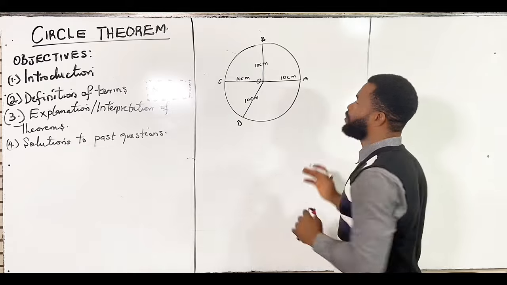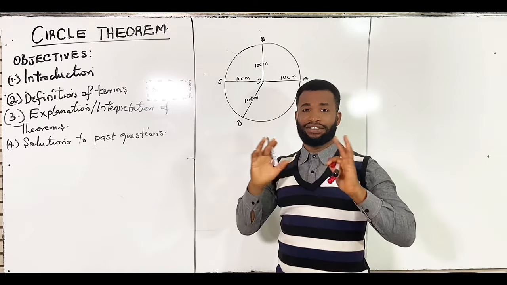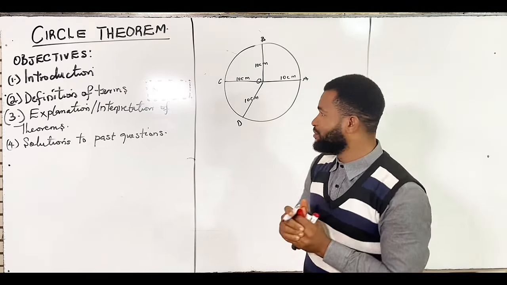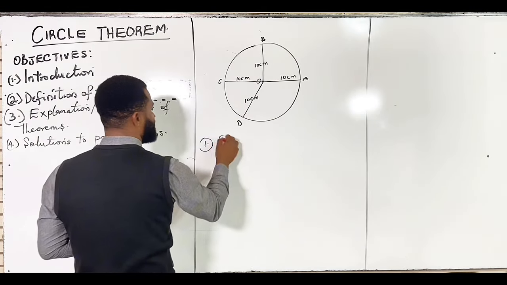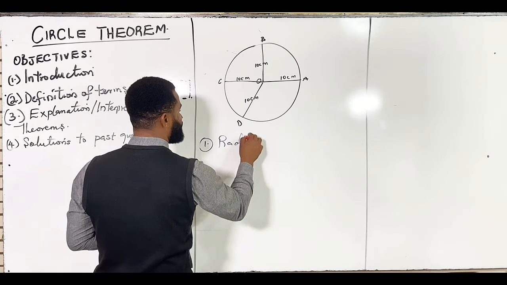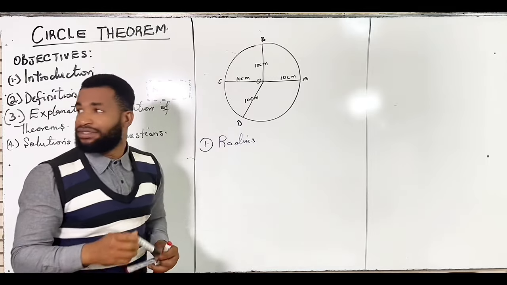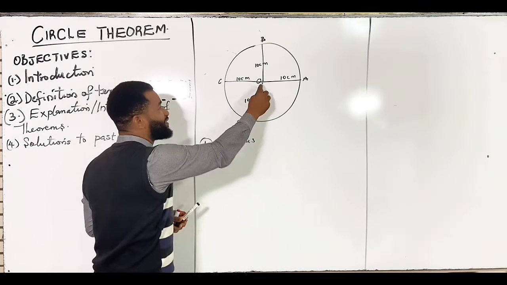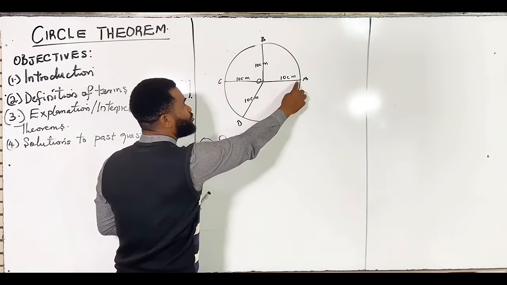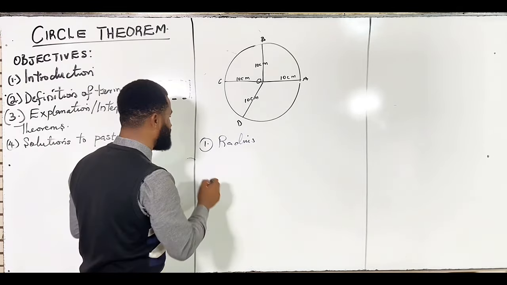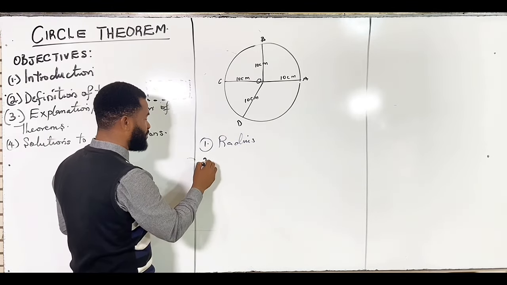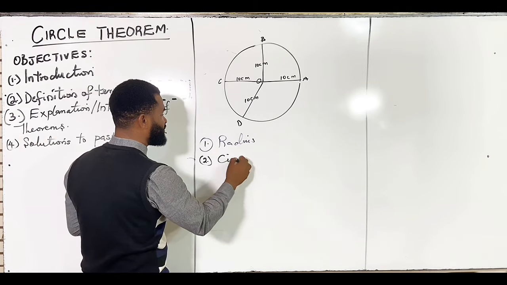In a circle, we are going to have different terms used for defining a circle. Let me start here. Number 1 is going to be a radius. Every circle has a radius. And what is the radius? The radius is the line from the center to any point of the circumference, and it is constant. That is the radius. Another one we can also have is called the circumference.